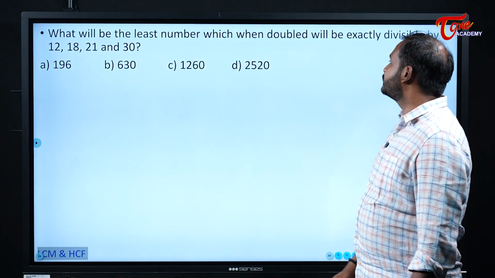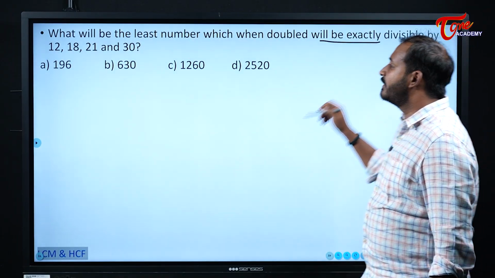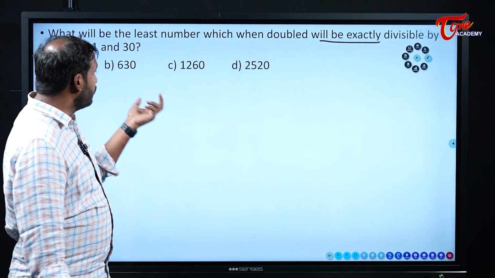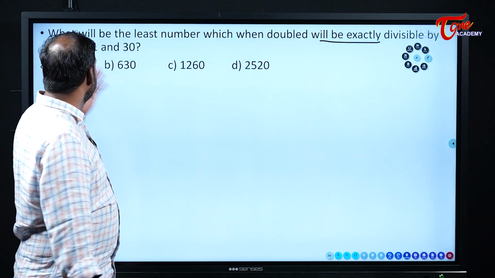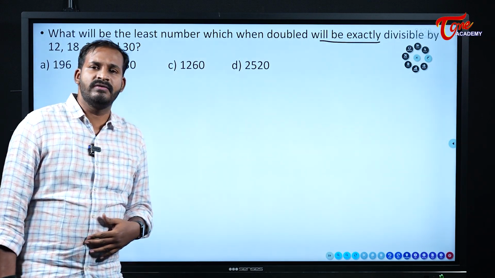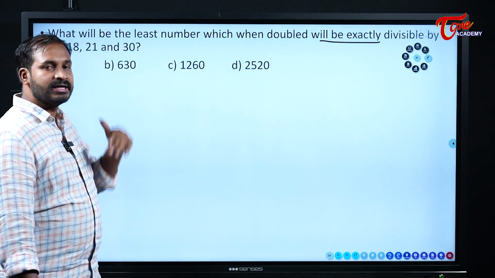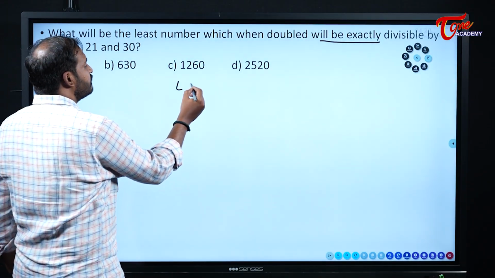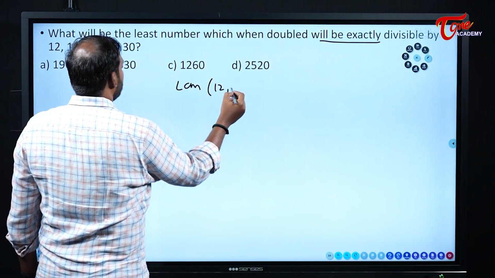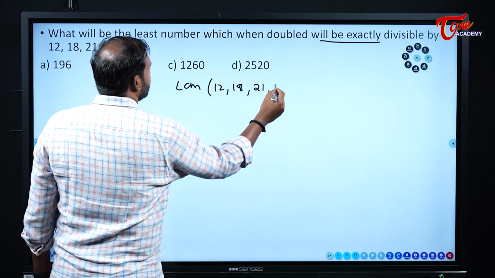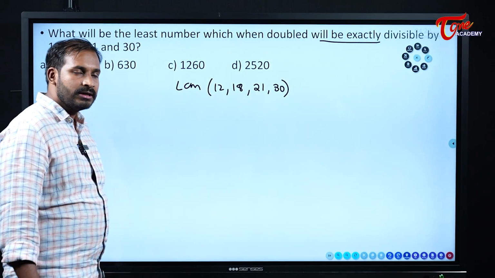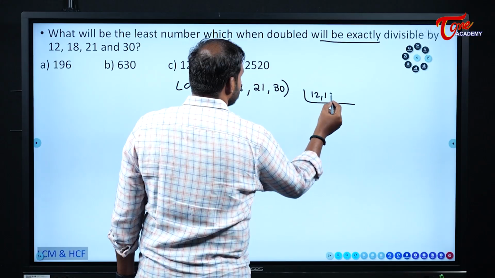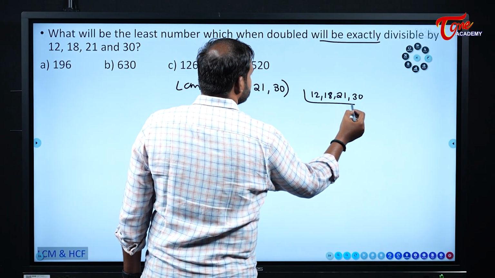What will be the least number which, when doubled, will be exactly divisible by 12, 18, 21 and 30? There is a number which is doubled, and then that number will be divisible by 12, 18, 21 and 30. Which number is divisible by 12, 18, 21 and 30? Nothing but the LCM of 12, 18, 21 and 30. Simply find the LCM. Go with the basics only. No need to worry or think too much about small things.